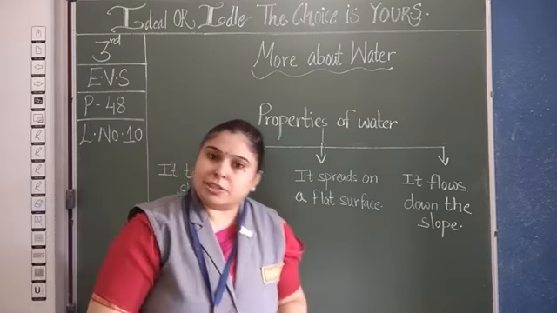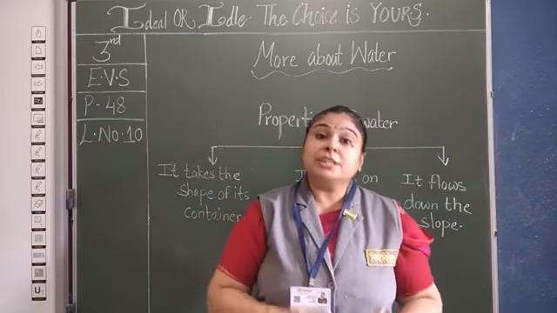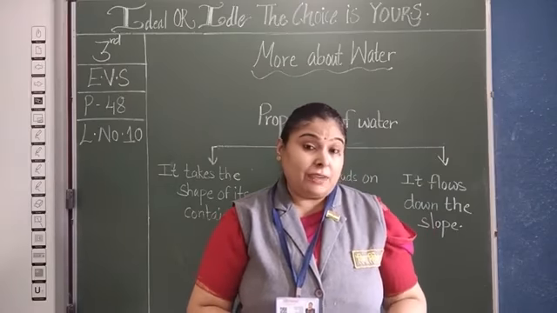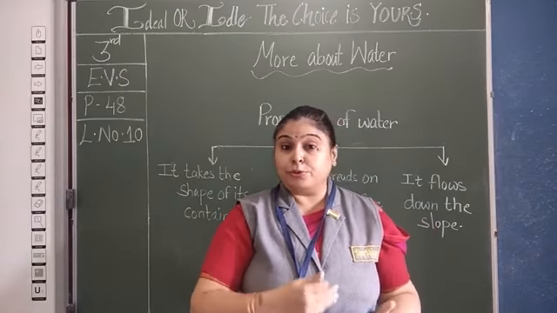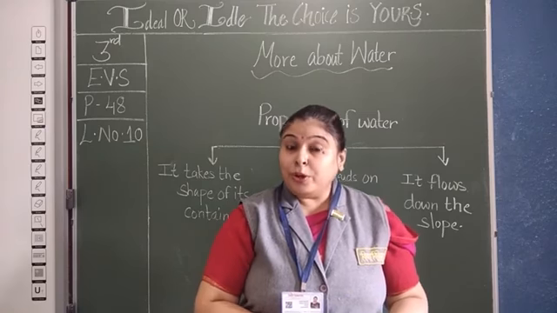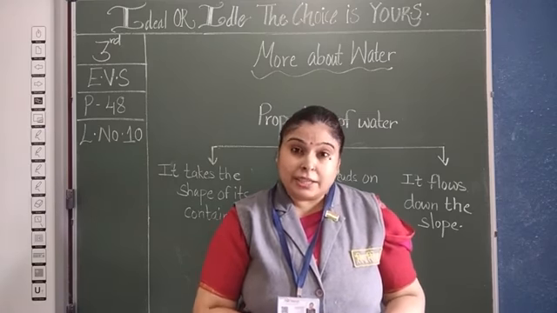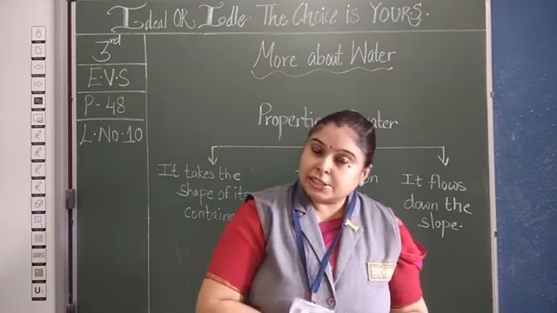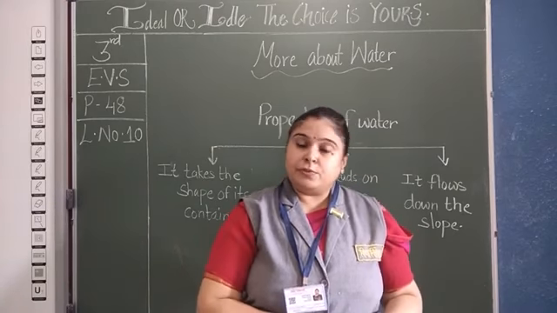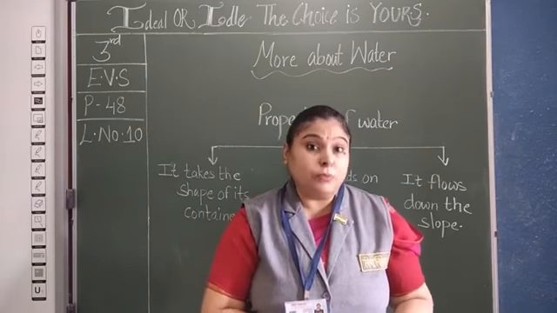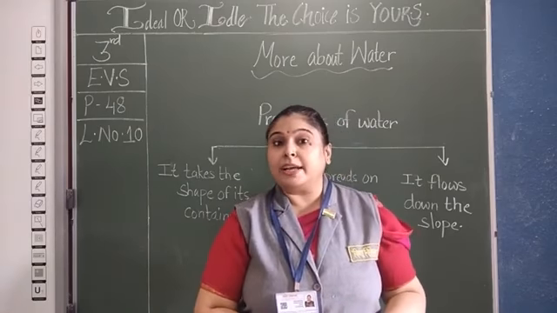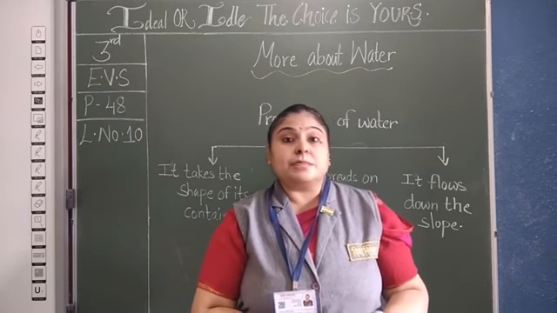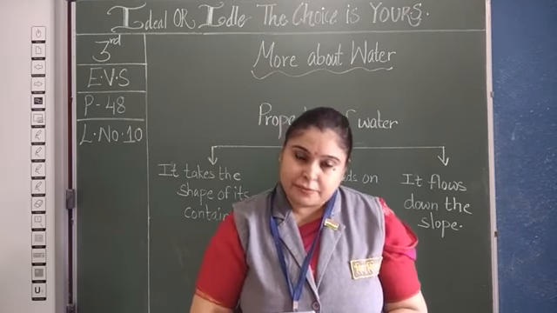Because water does not have its own shape. It takes the shape of its container. I have already shown you a few experiments. I hope you have also done them at home, and you can find that water takes the shape of its container in which we pour it. Same way, water spreads on a flat surface. As water does not have any fixed shape, it spreads on a flat surface.